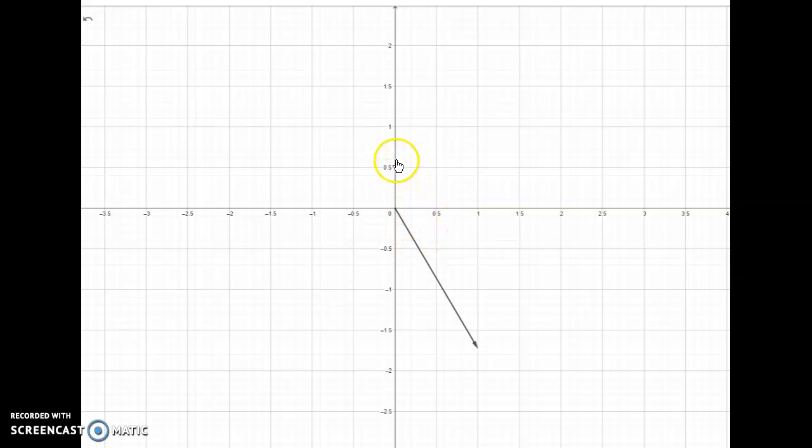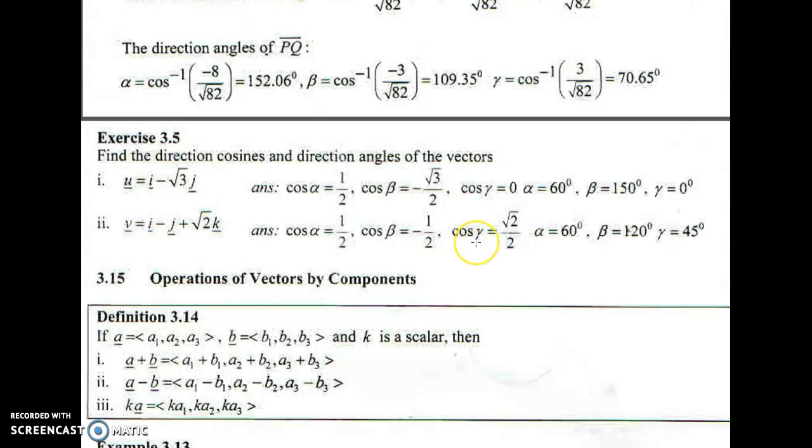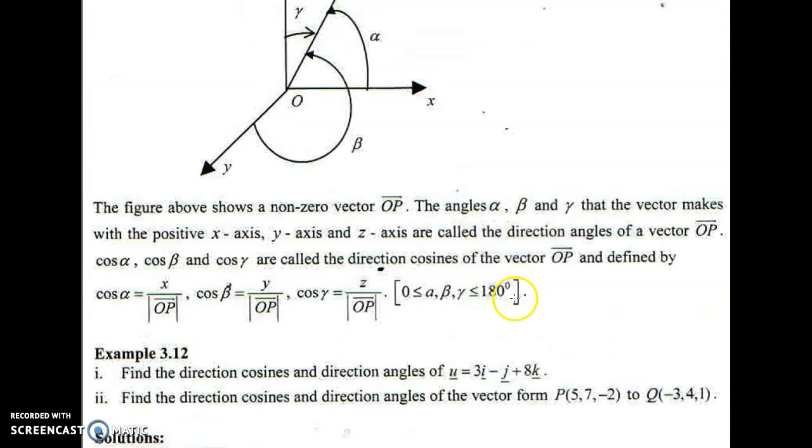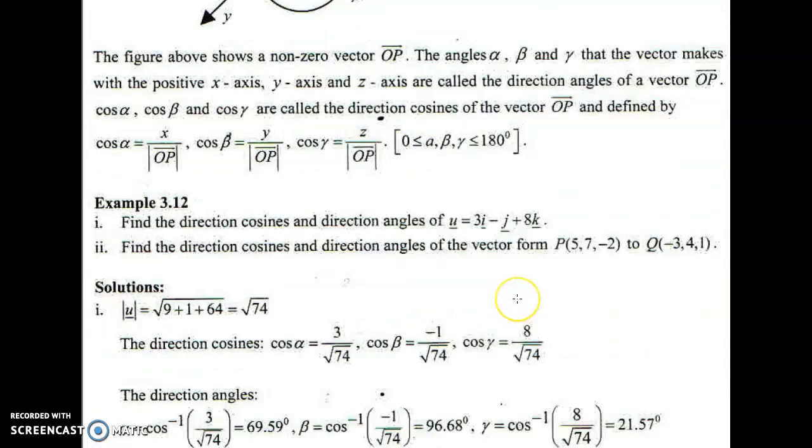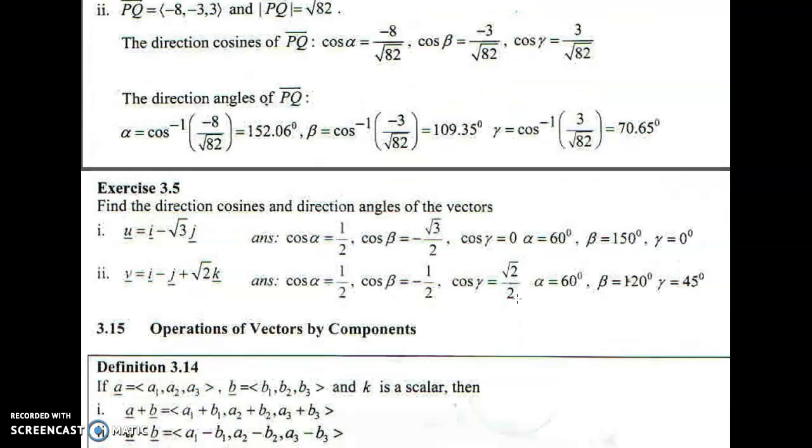The same goes for z. When you have z positive, you will get an angle less than 90 degrees. If it is a negative value, you will get an angle that is more than 90 degrees. However, all of them should be less than 180 degrees, just like what is being shown here, right? So that is how to find the direction angle and direction cosine.